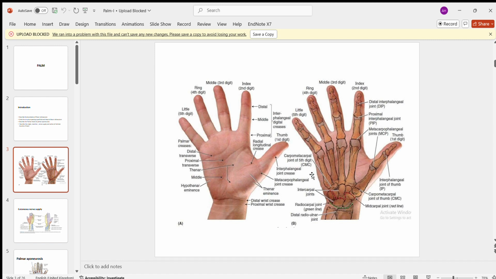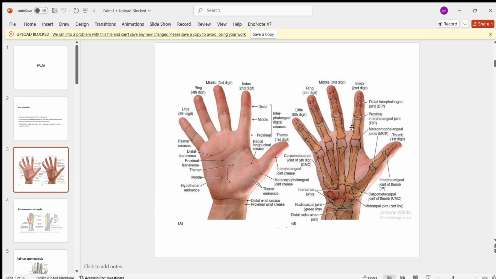Now, these are the metacarpals, the 5 metacarpals. This is the first metacarpal, second metacarpal, third, fourth, and fifth metacarpal. The metacarpal has a base which is present proximally and the head of the metacarpal which is present distally.